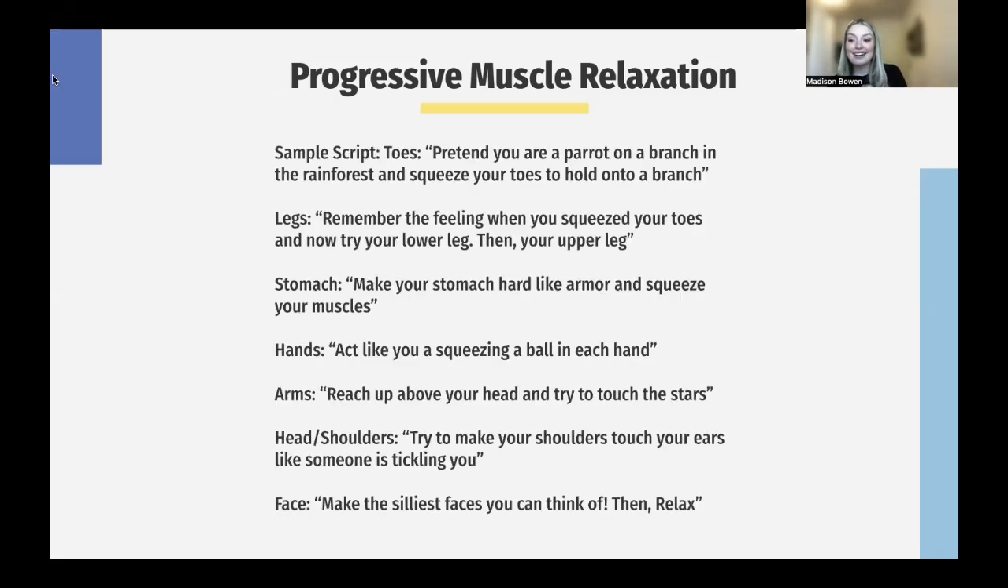So I have created a sample script that involves going from the toes to the face. It can be as creative as you want it to be. For older children, this technique can be taught and facilitated by them themselves if it's something that they find useful in their lives. Let's go ahead and practice this specific script. And I really do encourage you to do this with me.